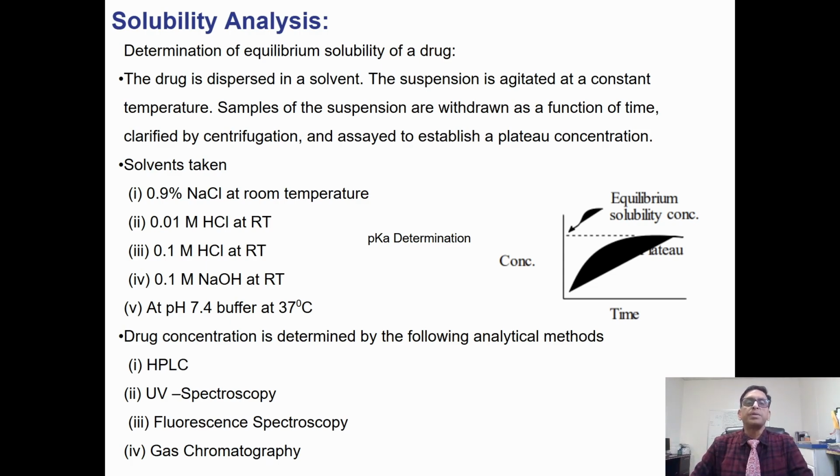How to determine the solubility? Solubility can be determined using the equilibrium solubility of a drug in a certain solvent. The drug is dispersed in a solvent, the suspension is agitated at a constant temperature, and samples of the suspension are withdrawn as a function of time, clarified, meaning filtered or centrifuged, then assayed and analyzed for drug content to find out where the drug gets saturated or reaches the plateau concentration.